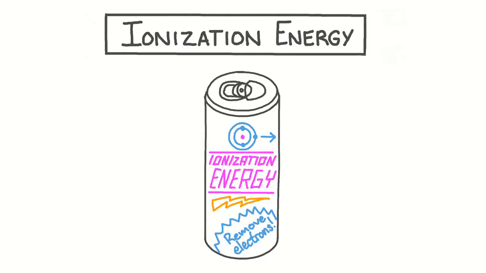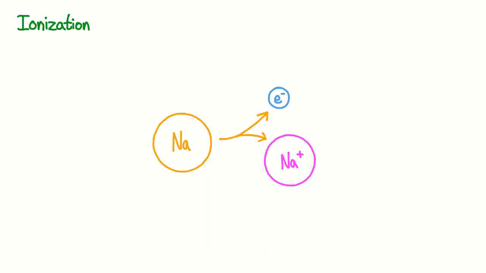In this video, we will learn how to describe and explain the ionization energy of elements and ions. In chemistry, to make a positive ion, we remove at least one electron from a neutral atom. For example, we can remove an electron from a sodium atom to get a sodium ion with a 1+ charge.